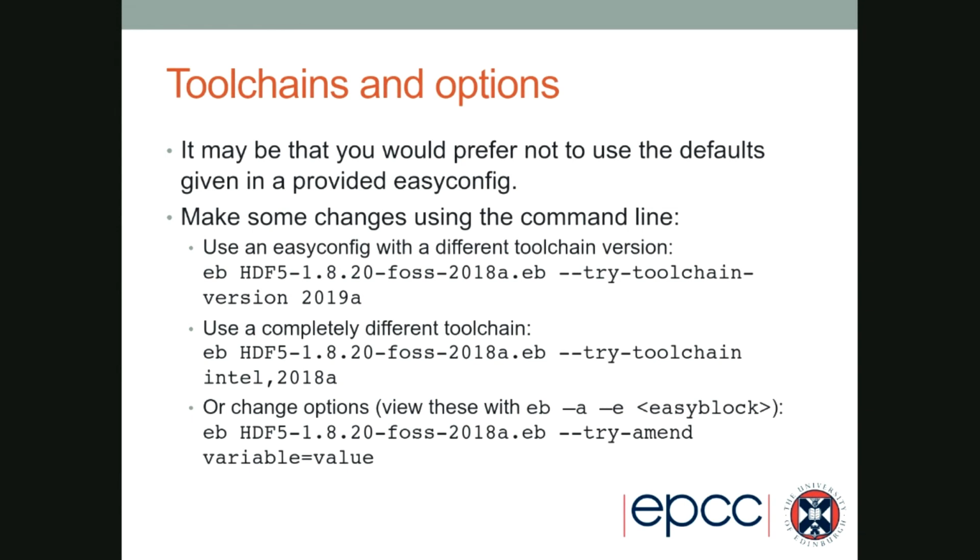Or if you want to instead try building with the Intel toolchain, so Intel compilers, Intel MPI, MKL, you can use the try-toolchain option. There are other options as well. Depending on what's being installed, there are potentially quite a few options, and you can change these on the command line by doing try-amend=variable=value. You can check what options are available by just running eb -a -e and then the name of the EasyBlock command.